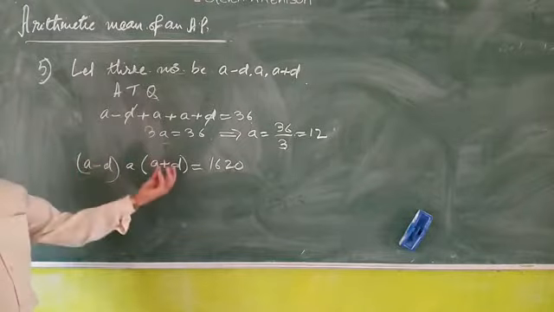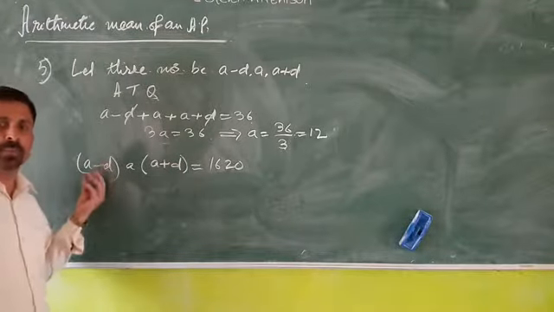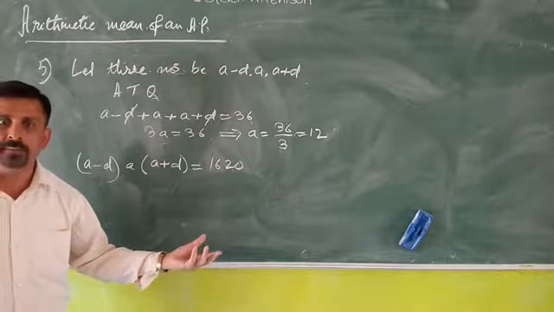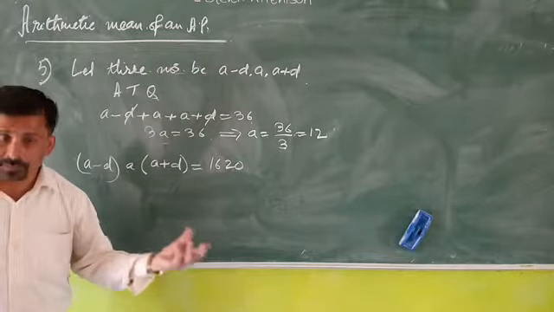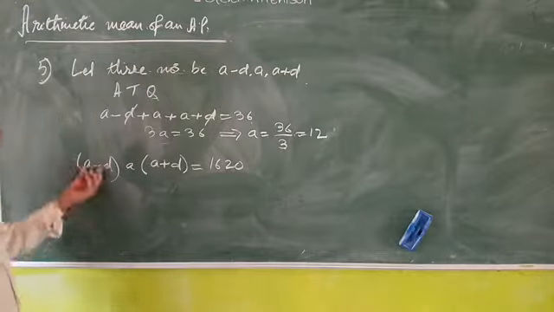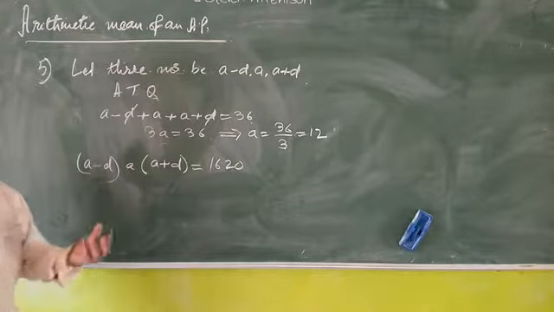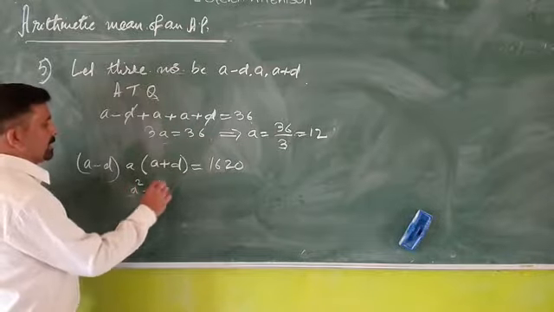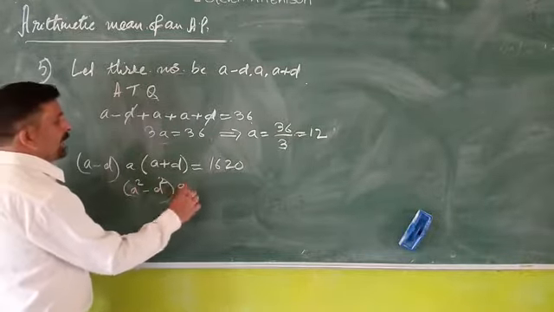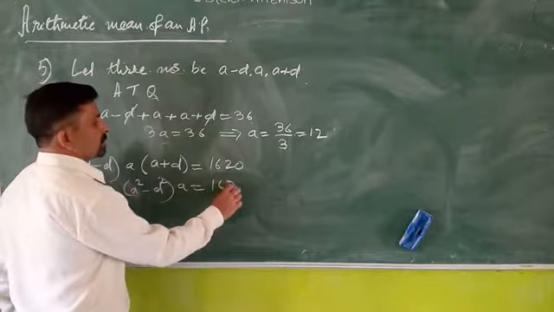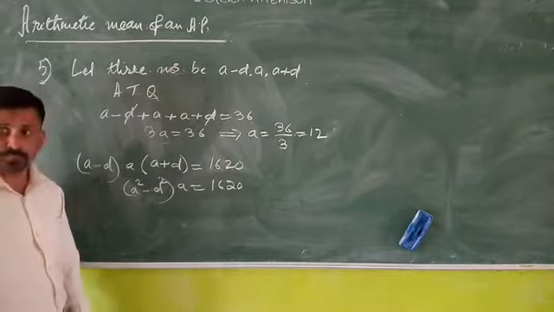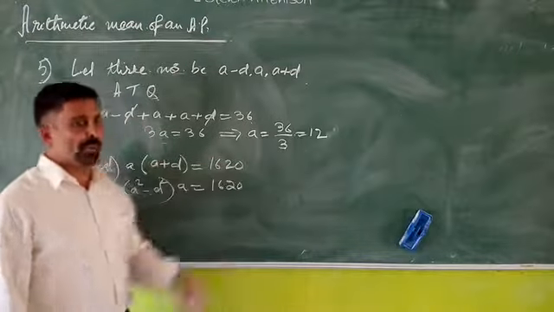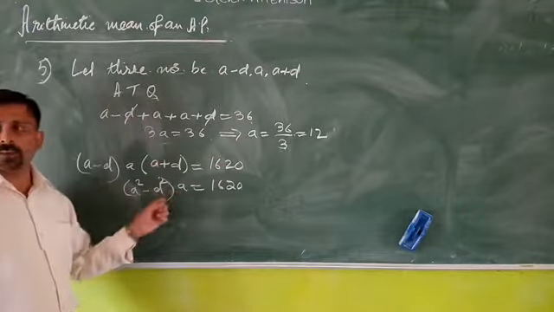A minus D into A plus D. How do you see the product of A minus D and A plus D? Factors of the difference of squares. Very good. So I can write the product of these 2 as the difference of squares, and this is A square minus D square into A is equal to 1620. Am I understood? After this, we have already calculated the value of A, so we can put it in this equation and get the value of D.